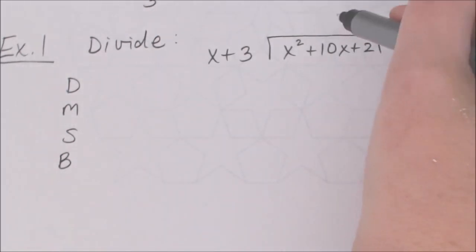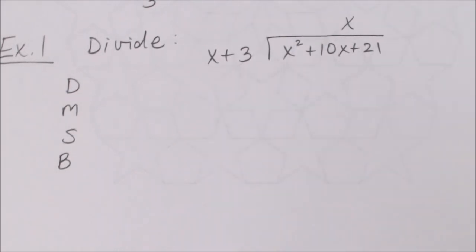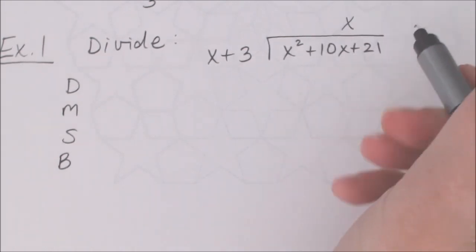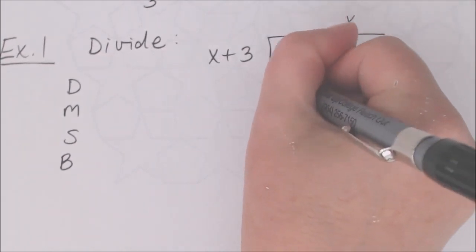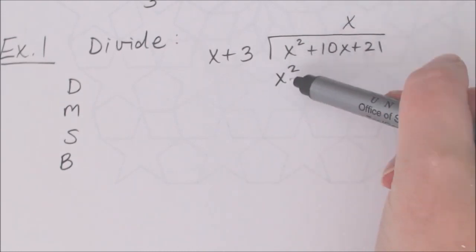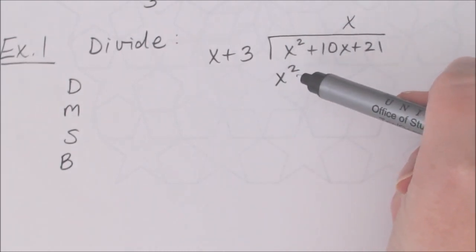I'm going to put the x above the 10x term because I always like to keep the terms lined up. So since that's a first degree term, I'm going to put the x above that first degree term. Then we're going to multiply. X times x is x squared. Notice those two terms are the same. They should be, but I have to distribute.